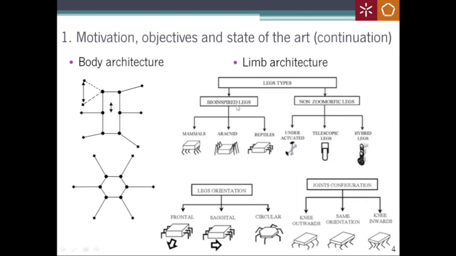A common approach is a biomimetic approach. This is looking at nature, such as mammals, arachnids, and reptiles, and analyzing the position of their joints or the way they move. In contrast, one can take a non-biomimetic approach, such as limbs with wheels at the end, or telescopic limbs, examples not presented in nature. Then there are different orientations for the leg and different joint configurations.